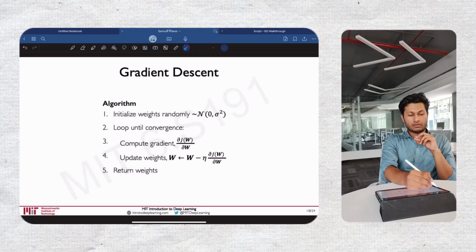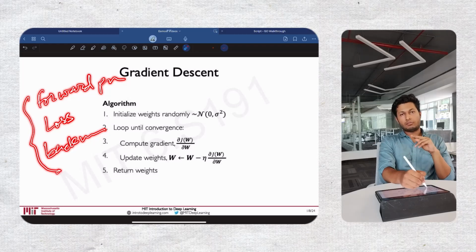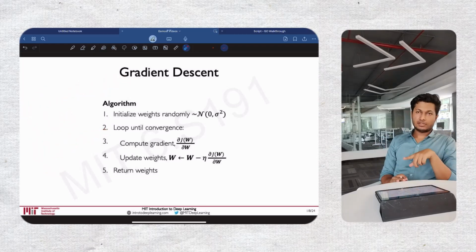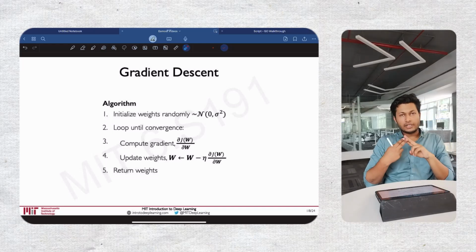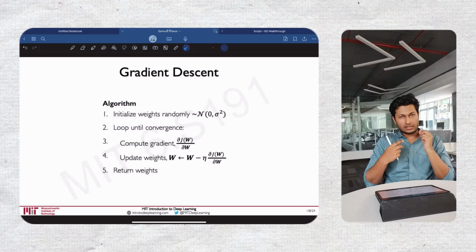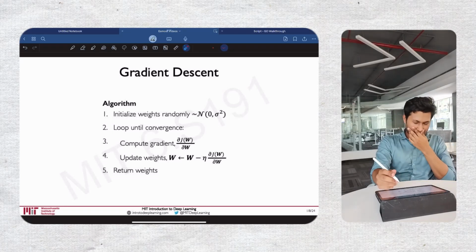So we have a step of forward propagation, then we have loss, then backward propagation. In these three steps our model completes one cycle, and with one cycle it gets updated weights and a lesser loss. So this is the concept they have written here.